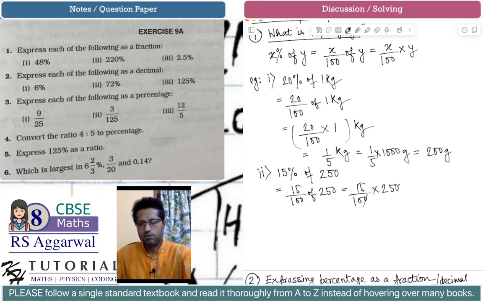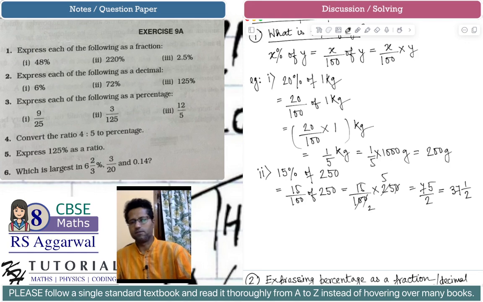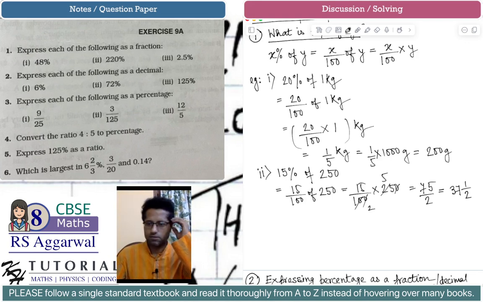Now if you do cancellation, this is equal to 75 by 2. Now this is a kind of improper fraction. Now improper fractions are normally or usually expressed as mixed fractions. So this becomes 37 and a half. So 15% of 250 is equal to 75 by 2, which as a mixed fraction is 37 and a half. Let's take another example.